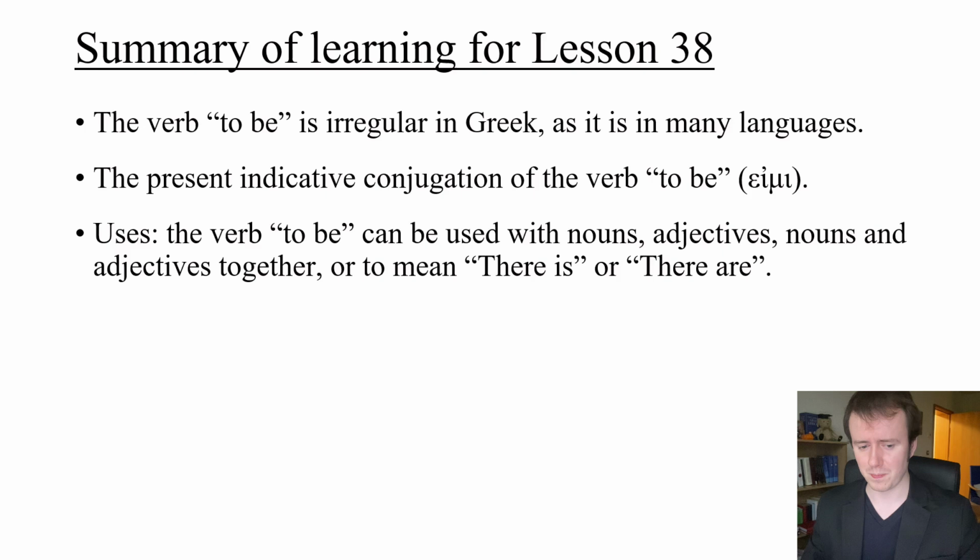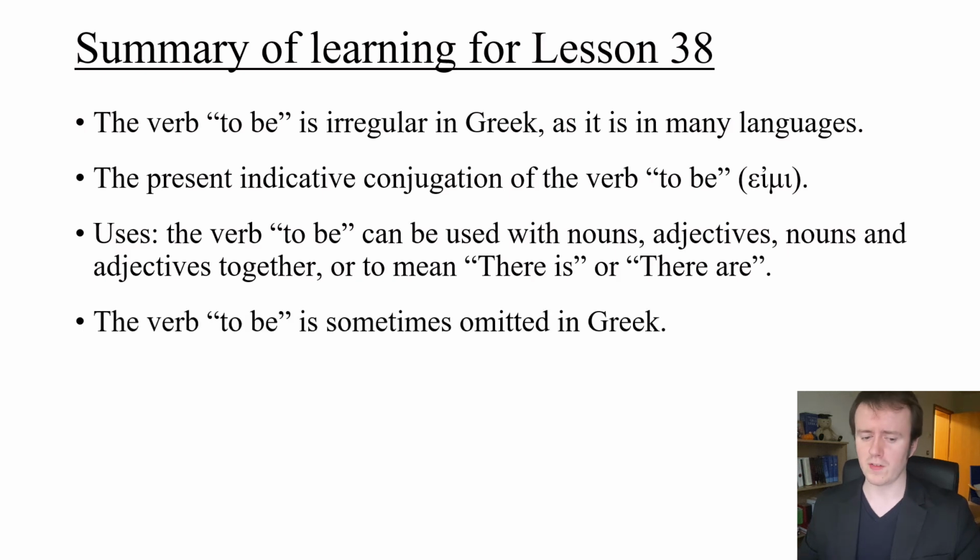And we've also learned that when you say there is or there are, the thing that comes after the verb to be there in English is actually the subject rather than the complement. Otherwise, though, the thing that follows the verb to be in English is the complement, and it goes in the nominative like the subject. In addition, we've learned that the verb to be is sometimes omitted in Greek. Estin and eisin are left out particularly frequently.